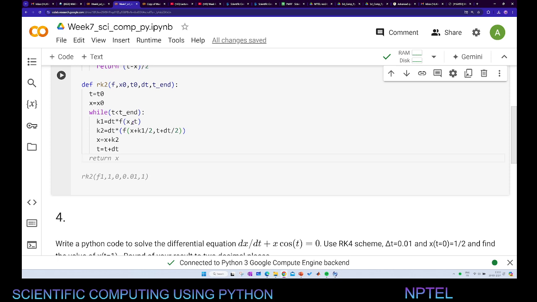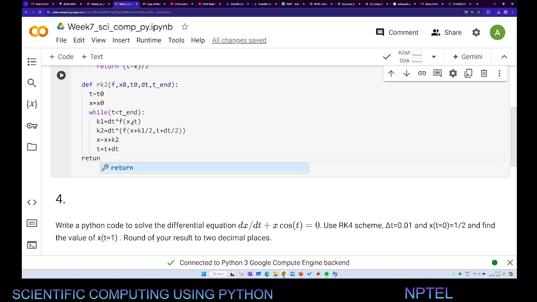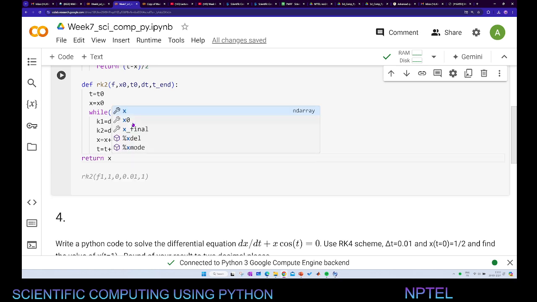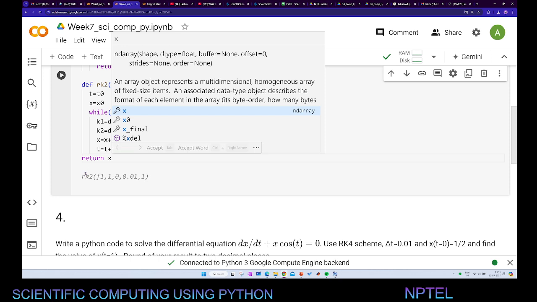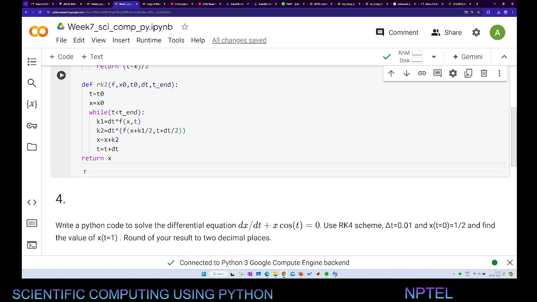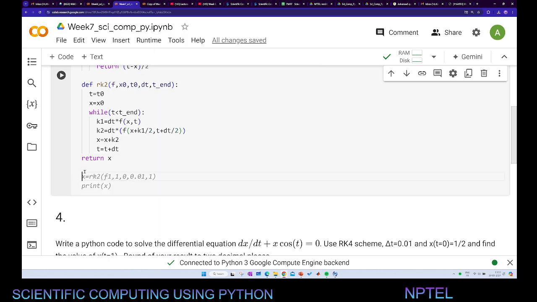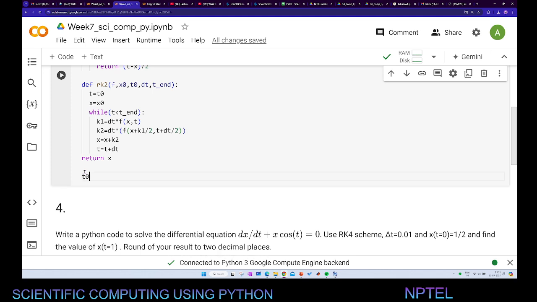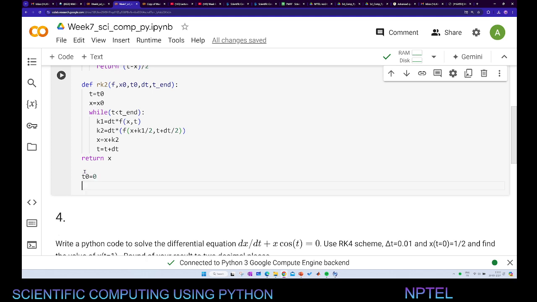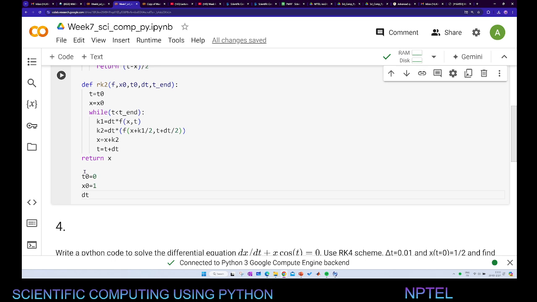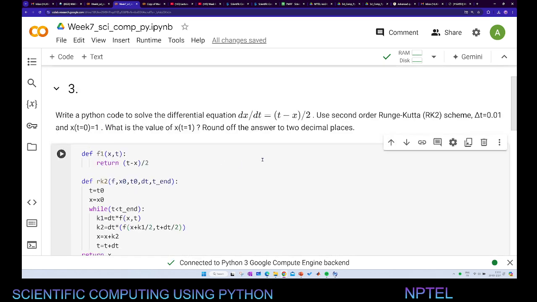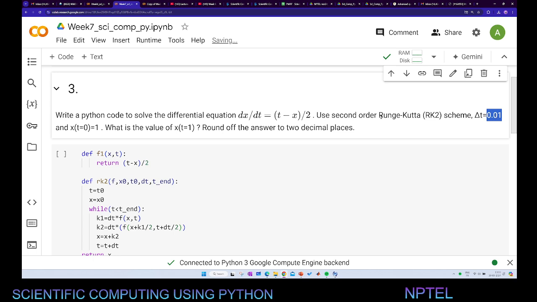So after that, we return x, right? This will be the x after all the iterations. And now let's write the initial condition. T0 was 0, x0 was 1, dt was 0.01 or 0.001? Yeah, 0.0001.